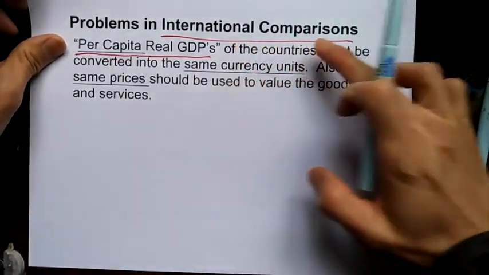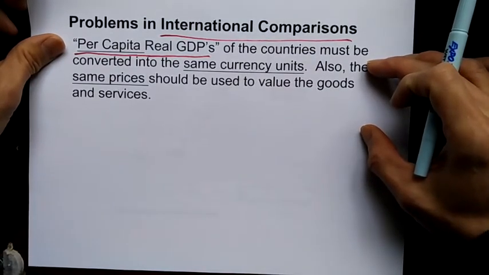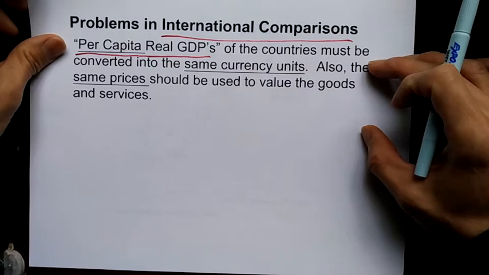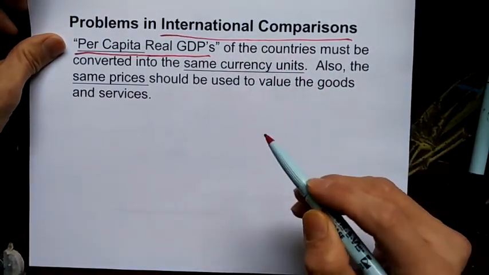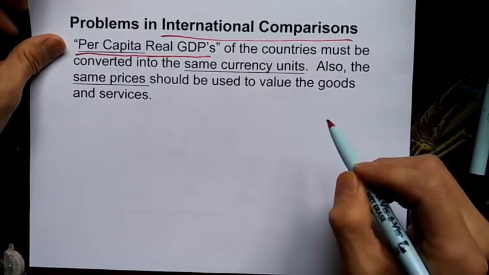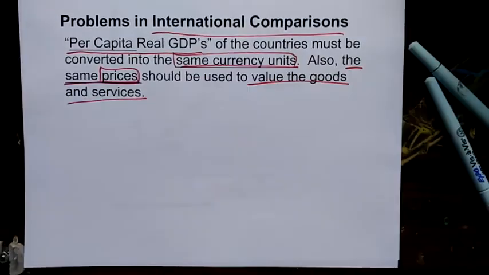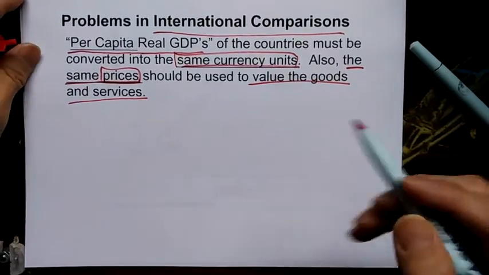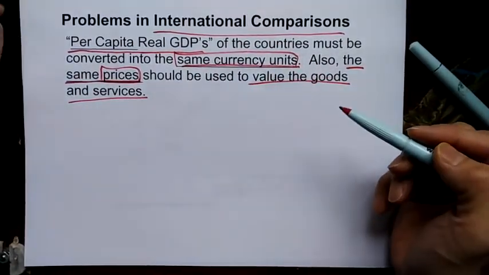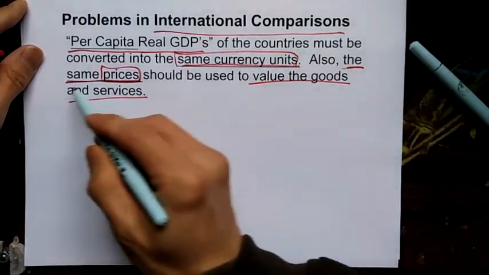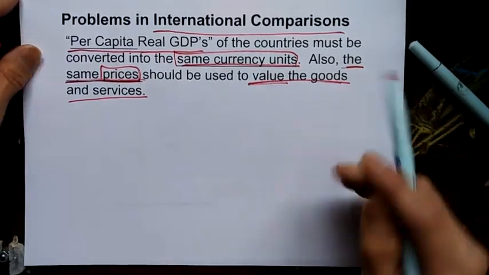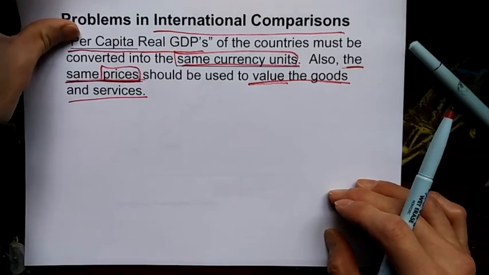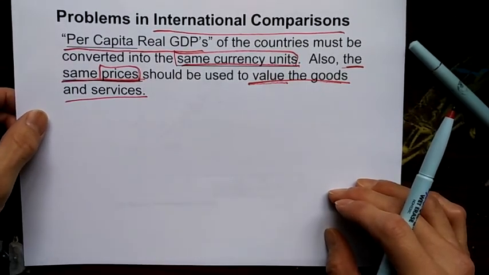Another problem of international comparison is that real GDP is calculated in different currencies in different countries. Therefore, if you want to compare the economic welfare in two different countries, you have to convert their real GDP into the same currency unit. Also, you have to use the same prices for the same goods to value the goods and services in each country in order to do a fair comparison.